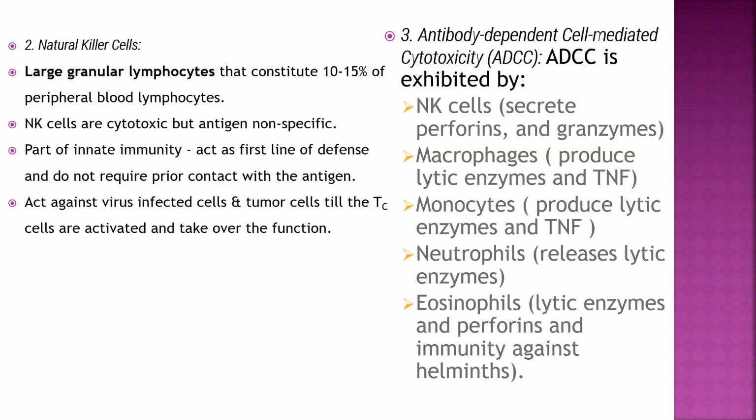Second, natural killer cells, large granular lymphocytes that constitute 10 to 15% of the peripheral blood lymphocytes. NK cells are cytotoxic but antigen non-specific. Part of innate immunity, they act as the first line of defense and do not require prior contact with the antigen. They act against virus-infected cells and tumor cells till the T cells are activated and take over the function.